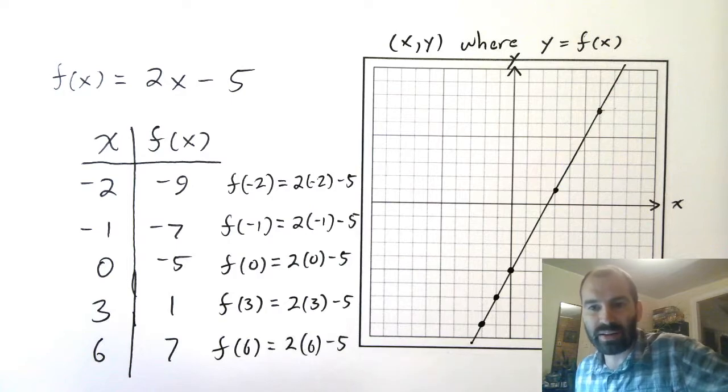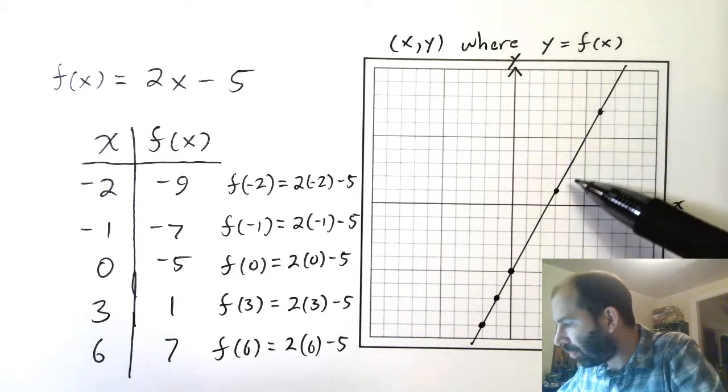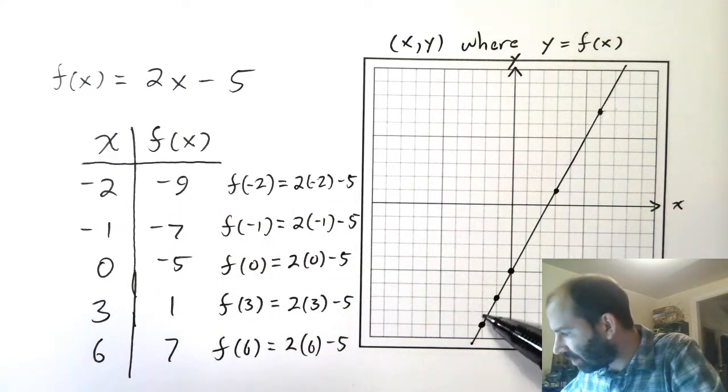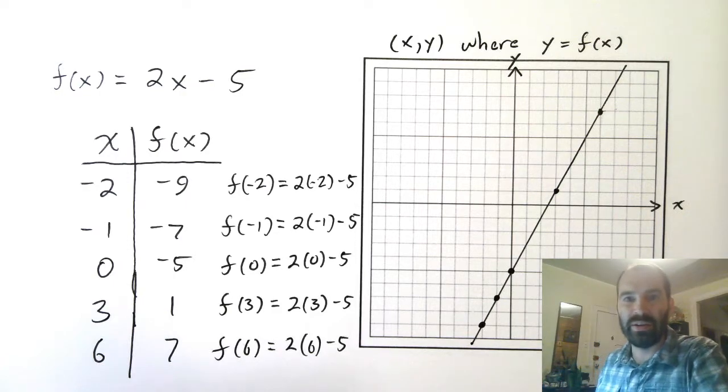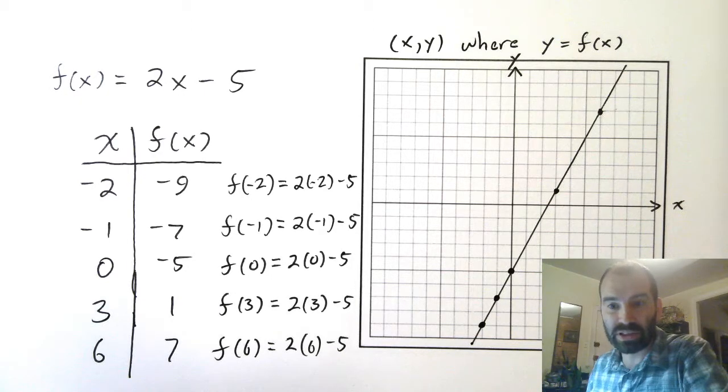So I'll just sketch that line. That line is the collection of all points that, if I were to plug in every single possible number, I would end up filling in this line here. And so that is the graph of f of x. And as I said, it's a linear function, and so it makes sense that we get a line.